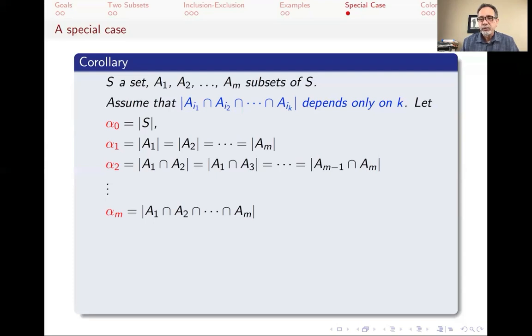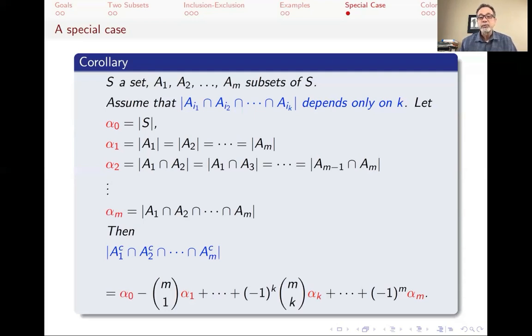What does the inclusion-exclusion principle become? When we want to find the size of A1 complement intersection A2 complement all the way till AM complement, we start with the size of S, that's alpha 0. But then after that, we have to subtract all the sizes of one set, but all of those are the same, and there's M of them. So that will be M choose 1 times alpha 1. When we get to pairs of subsets, we have M choose 2 of them, and each one of those sizes of intersections is alpha 2. So it will be plus alpha 2 times M choose 2 minus alpha 3 times M choose 3.